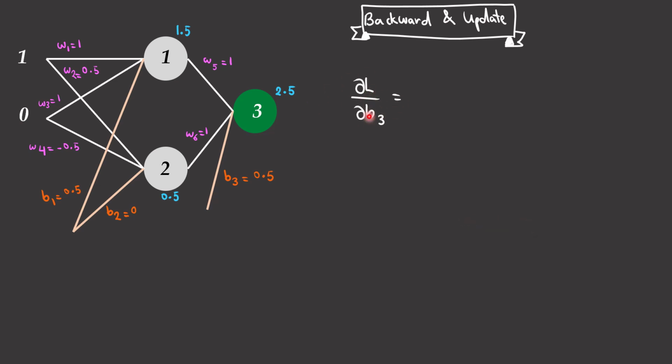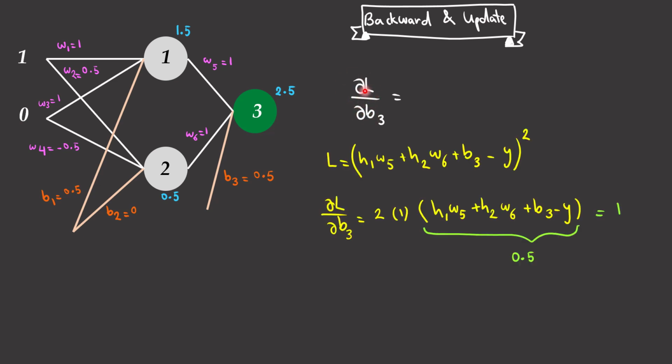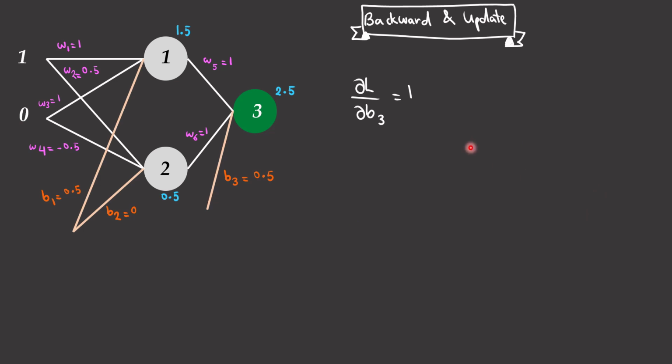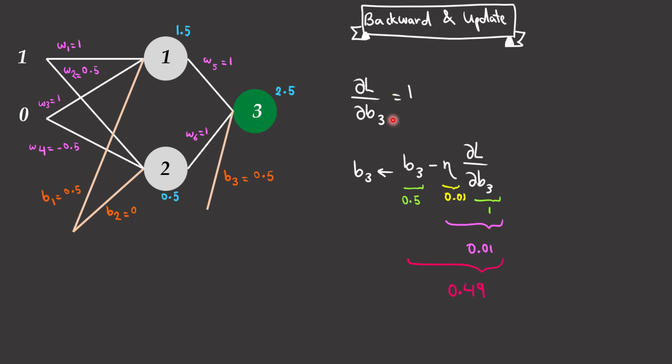So now let's take another example. Suppose that we want to update the bias 3. So first of all, we should calculate the partial derivative of the loss function with respect to bias 3. So this is the loss function, and this is the partial derivative. You can see it is 2 times 1 times this parenthesis, and if you calculate all this stuff, you will get 1.